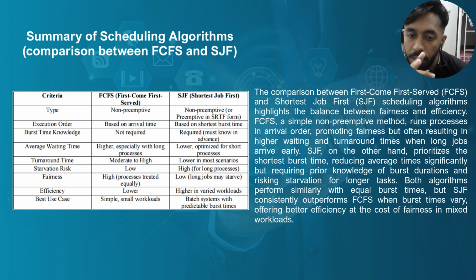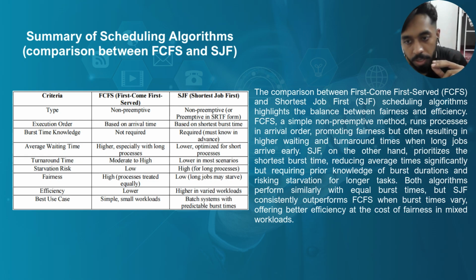So the thing is that when it comes to the summary of scheduling algorithms, like we said, both are non-preemptive. Non-preemptive basically means once a process starts, it runs till completion. Execution order for FCFS is based on arrival time. So first come first serve, whichever comes first is executed. But for SJF, the job with the shortest burst time is executed first. So burst time knowledge is not required for FCFS because it's basically executing based on the order of the processes.